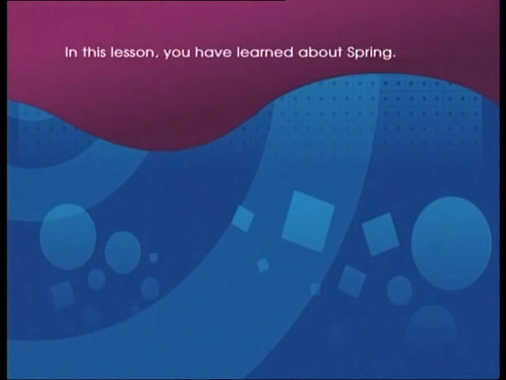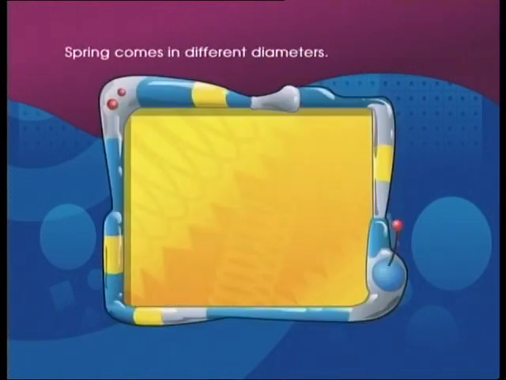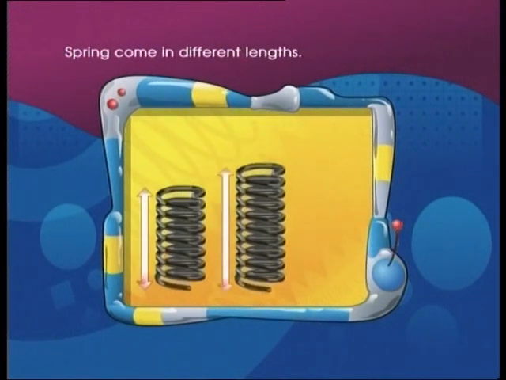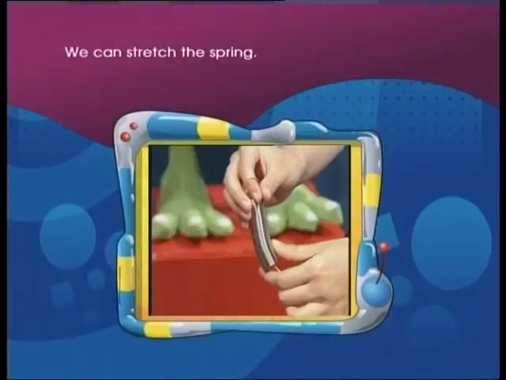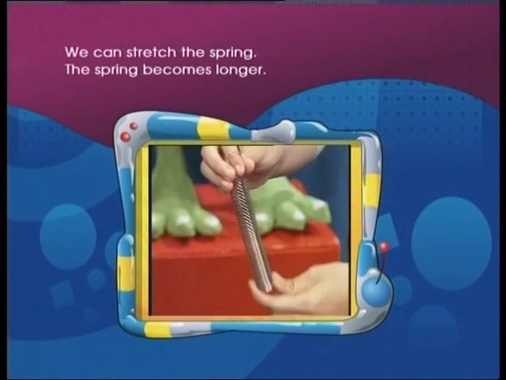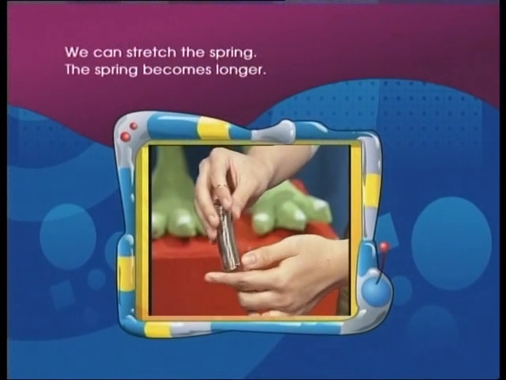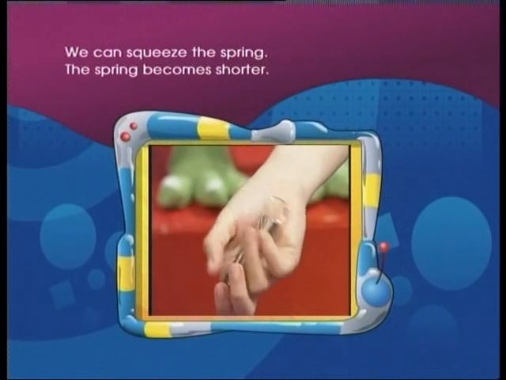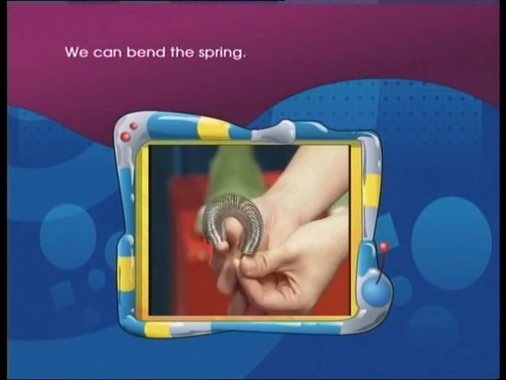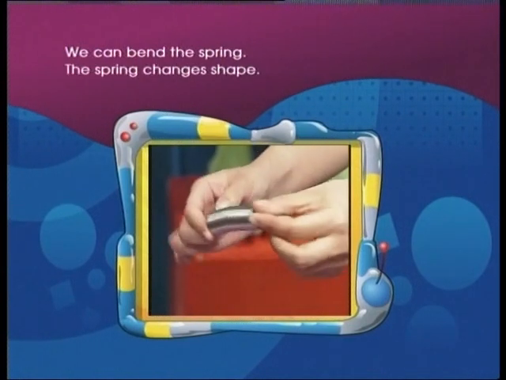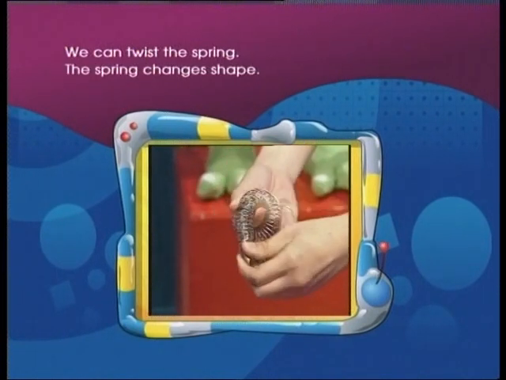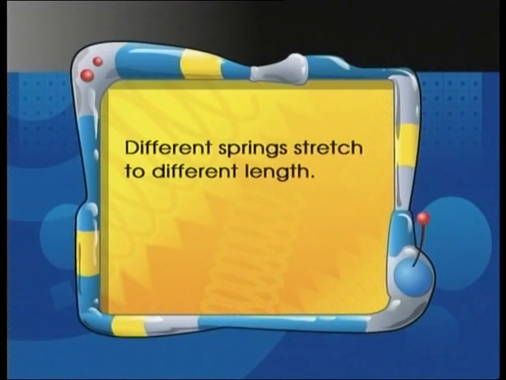In this lesson, you have learned about spring. Springs come in different diameters. Springs come in different lengths. We can stretch the spring. The spring becomes longer. We can squeeze the spring. The spring becomes shorter. We can bend the spring. The spring changes shape. We can twist the spring. The spring changes shape. Different springs stretch to different lengths.